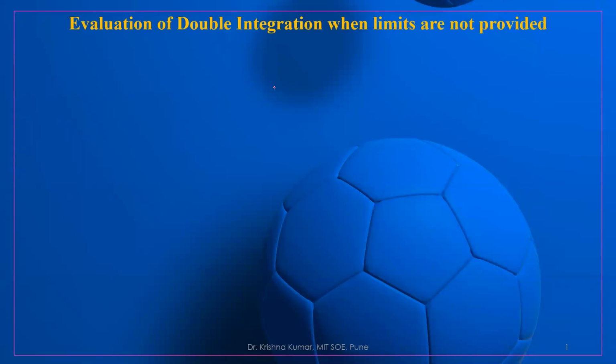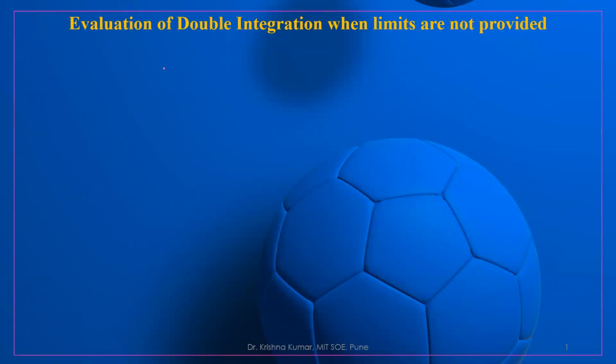So in the last lecture, we have already seen how to evaluate the double integration if the limits are given. We have taken three types of integration: when the first and second limits both are constant, when the first limit is a function of x, and when the first limit is a function of y. We have seen these three types of double integrations, and we have already evaluated them.